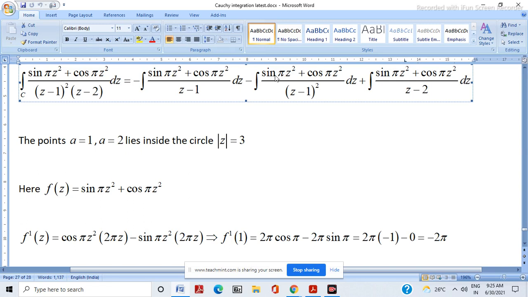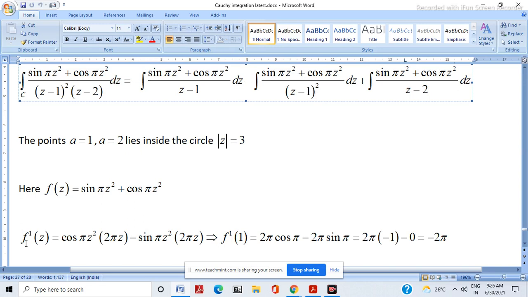Then what should you write here? (z minus a) power n plus 1. What is a? a is 1. n plus 1 is 2. n plus 1 equal to 2 means what is n? n equal to 1. Then what should we find out? 2 pi i by n factorial, that means 2 pi i by 1 factorial f dash of a. That means f dash of 1 we should find out.